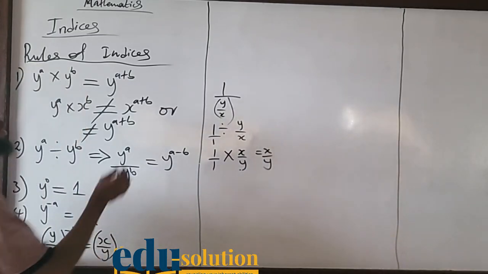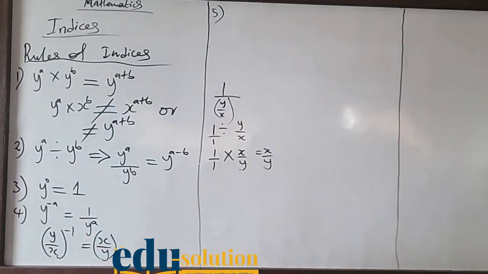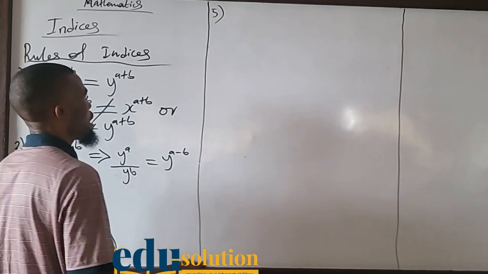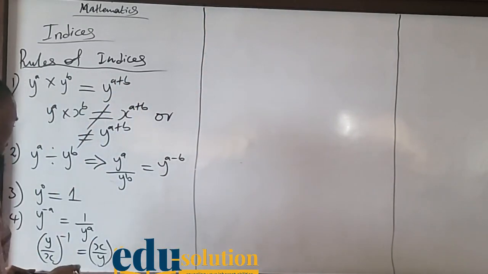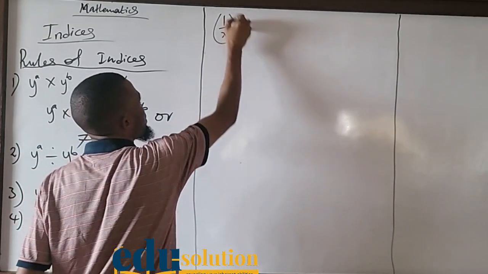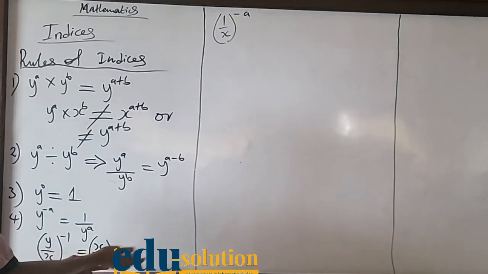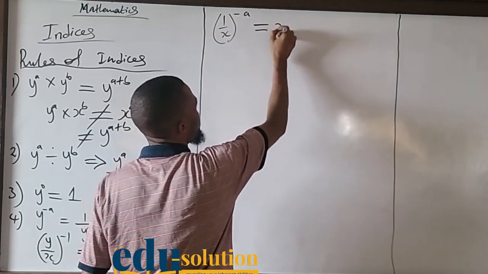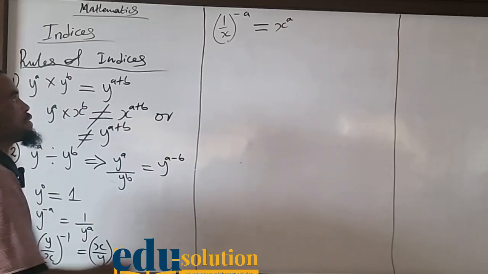And also number 5, I think, let me clean this part. So also, before number 5, there's another one relating to this. So that we have 1 over x, everything raised to the power of minus a. So what I have done here, you are going to do that by yourself. You will find out that this expression is equal to x raised to the power of a. So you do that by yourself, and then you will find that this is equal to this.